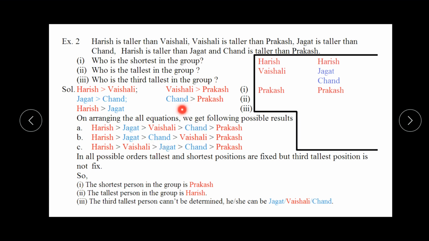It means for the third tallest person, what option we choose will depend on the options. If in one option it is given Vishali or Chand or Jagat, then we will choose that option. But if the options are different, option A is Vishali, option B is Chand, option C is Jagat, then we cannot choose any of them. The fourth option will be data inadequate or cannot be determined. Then we will choose that fourth option.